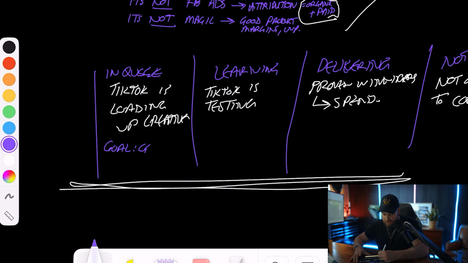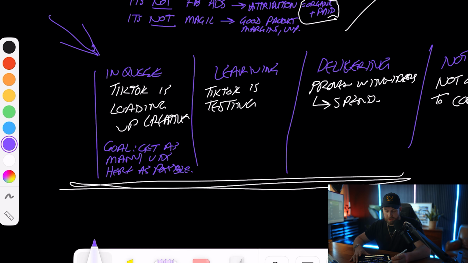Your goal, get as many videos here as possible. All right. You want to flood the in queue. This is where your funnel begins. This is the beginning of your funnel. This is where all the creators from affiliates, your brand content, get funneled into in-queue, and you want to keep this pipeline open and constant new creative coming through this in-queue stage, right?